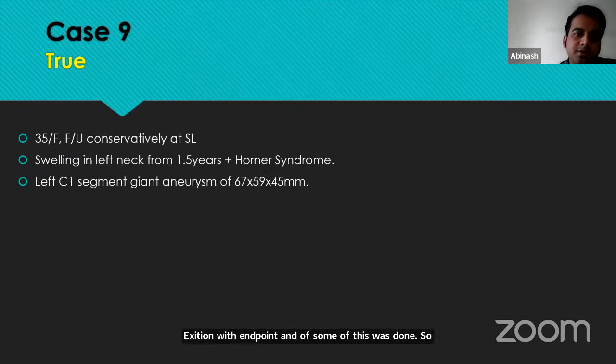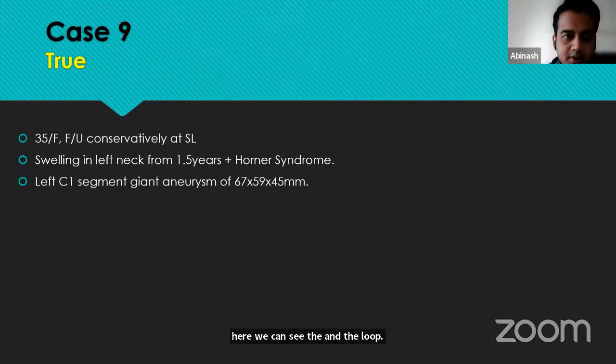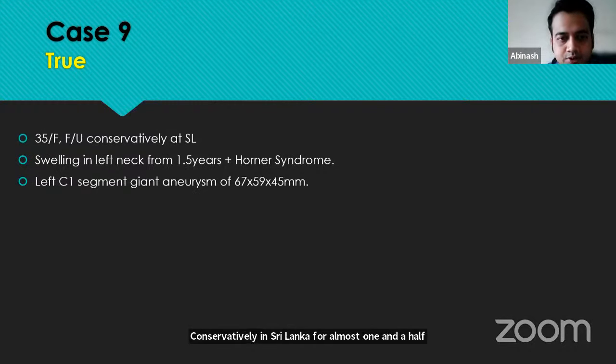This is the most recent case which we did this year. A 35-year-old female who was being followed up conservatively in Sri Lanka for almost 1.5 years. She had a swelling in the left neck which gradually increased in size with Horner syndrome.